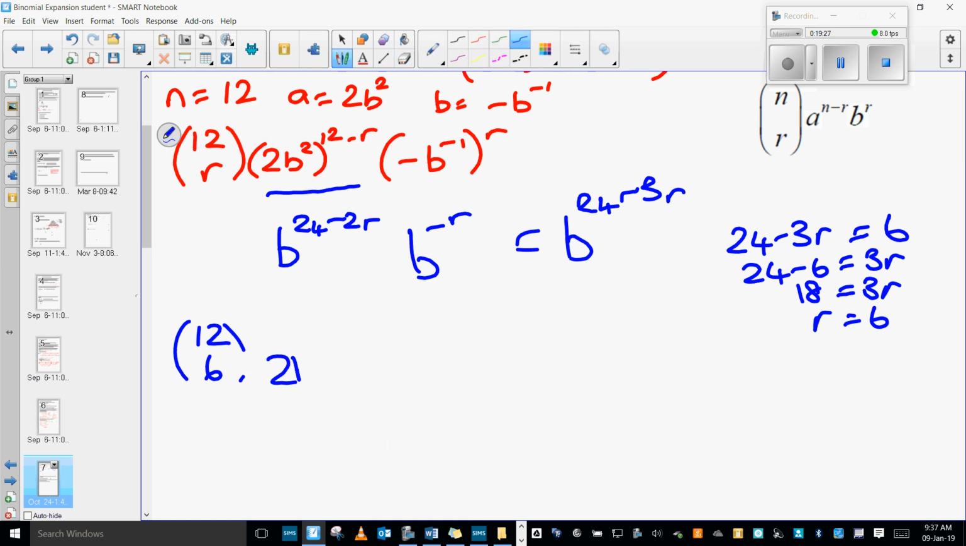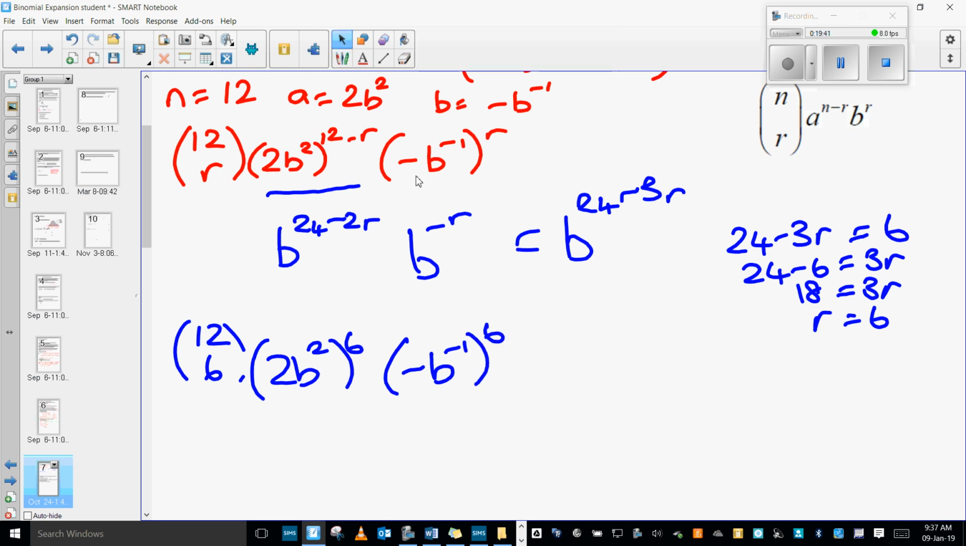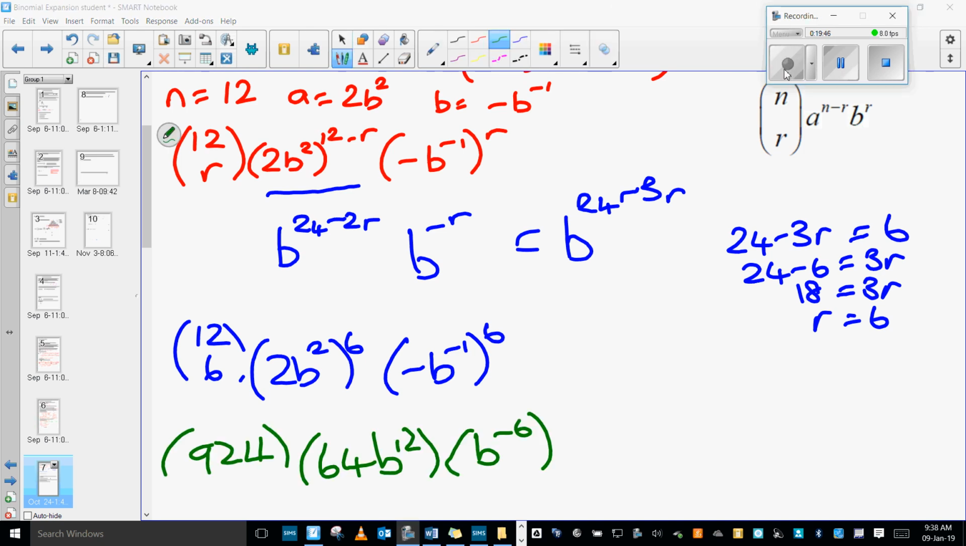2b squared to the power of 6, negative b to the negative 1 to the power of 6. So, having expanded that, secretly you don't really need to deal with the b's because we've established that when r is 6, this is going to simplify to give b to the 6. Okay? So really you don't need to focus on that, you're just looking at the coefficients being raised to those powers.